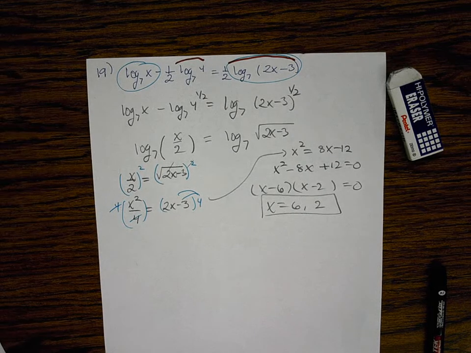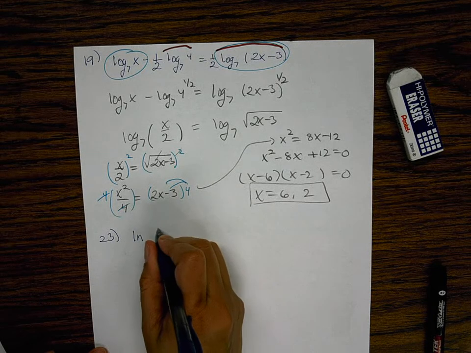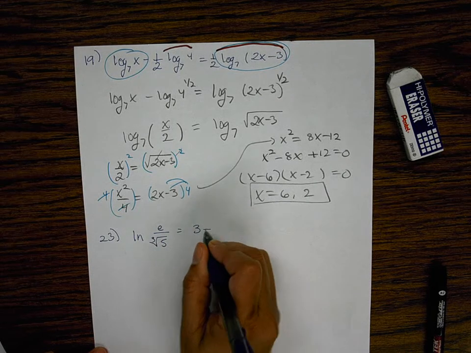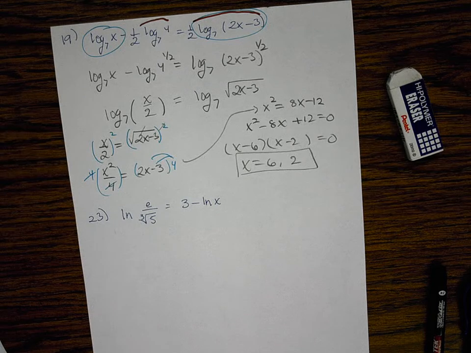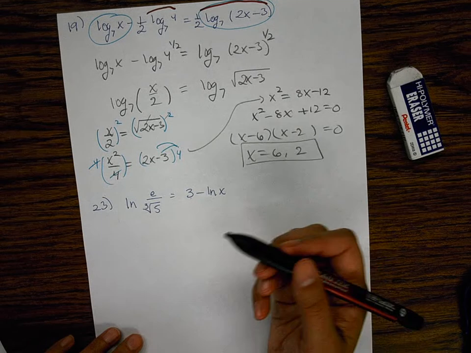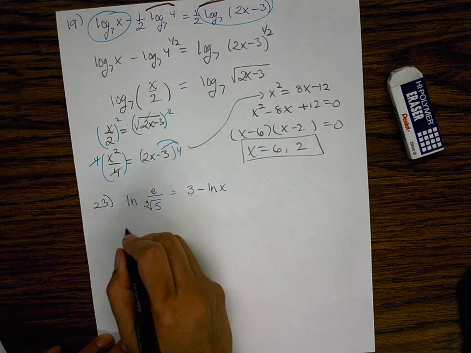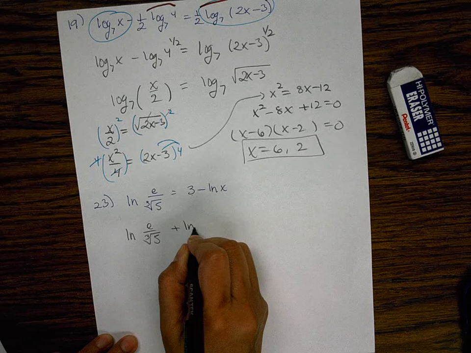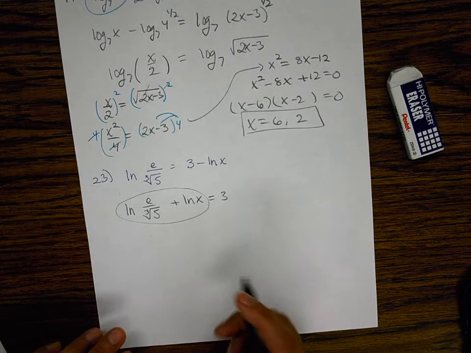All right, and lastly I have 23. ln of e over the cube root of 5 equals 3 minus ln of x. Okay, I'm going to do it the way I did in notes. Again, you can change 3 to 3 ln of e. I'm not going to do it that way, but you can. I'm going to move the ln x over: ln of e over the cube root of 5 plus ln of x equals 3. I'm going to condense that to a single log.